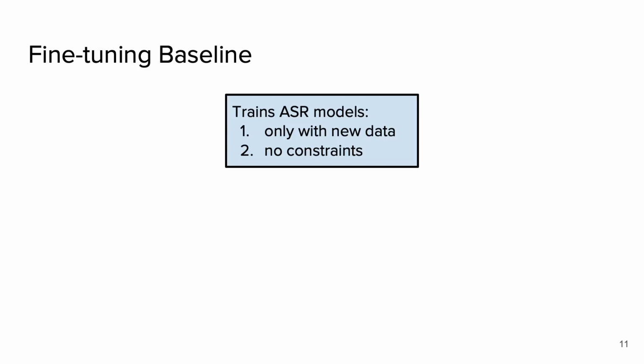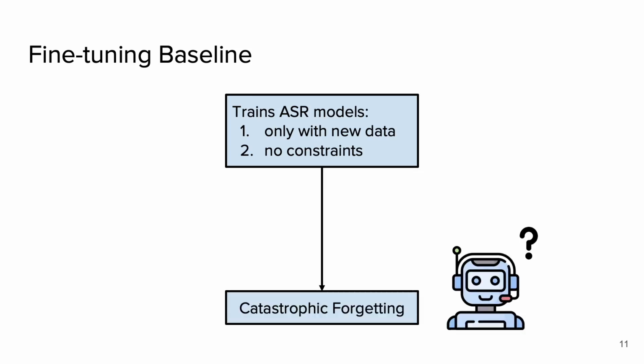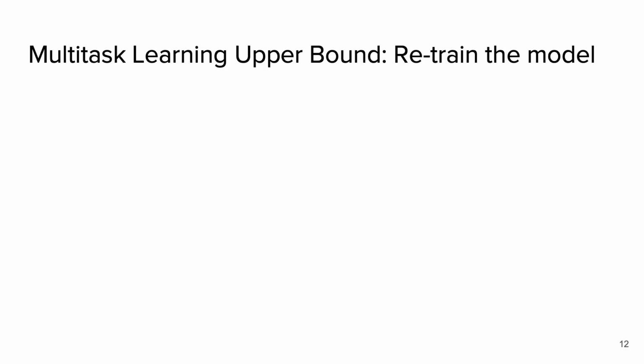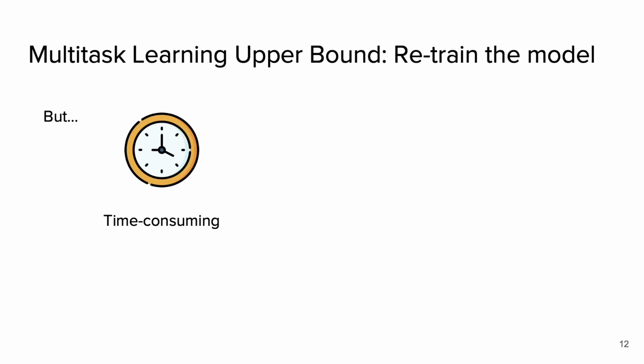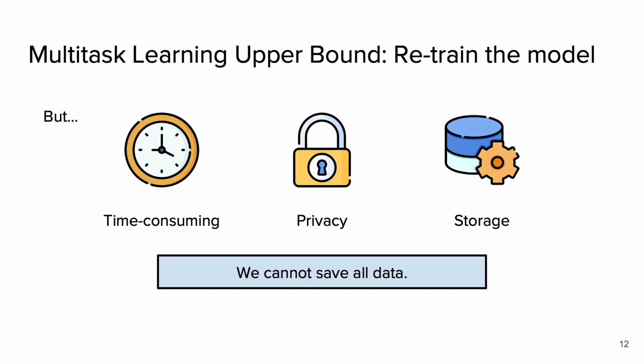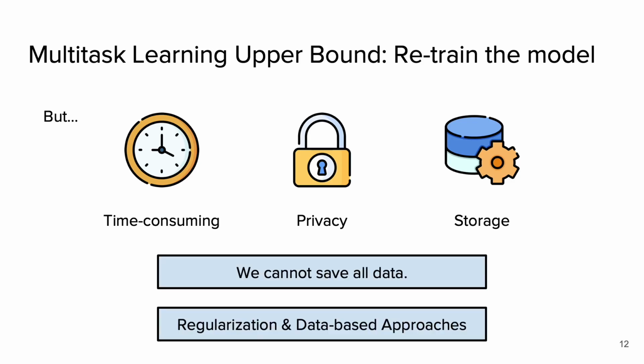In this part, I'll describe the main concepts of the methods we analyzed. A trivial solution is the fine-tuning baseline. This method trains ASR models only with new data and has no constraints. But this usually leads to catastrophic forgetting. On the other hand, the multitask learning upper bound retrains the model with all data. But this is very time-consuming and might have privacy or storage issues, so we cannot save all data. Therefore, we consider regularization and data-based lifelong learning approaches here.